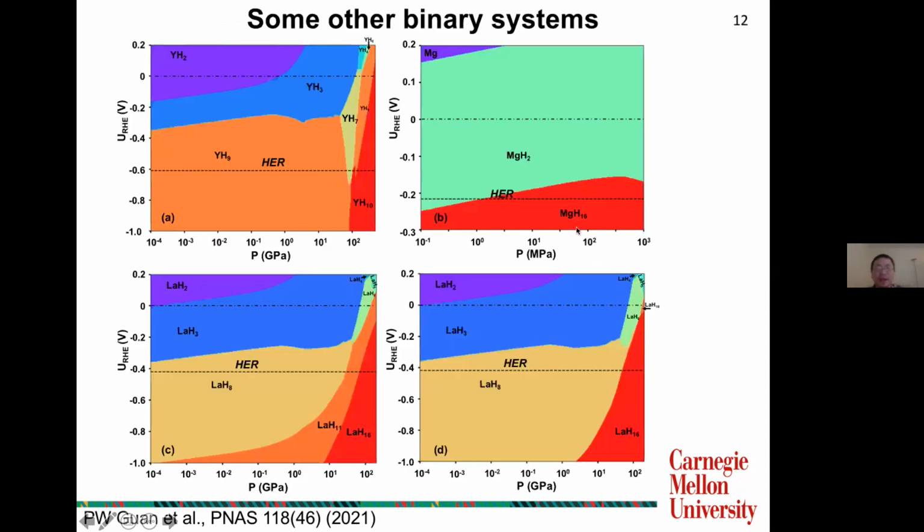We also study other binary systems, which are shown here. We find this is actually a general method to stabilize the superhydrides. But here we show the HER line is just based on the absorption calculation on the metal surface, which does not account for the variable hydrogen content, because when you hydrogenate the metal, the hydrogen content will change, and this will change the absorption energy. So we haven't considered this effect in the calculation. So this may push this HER line even to more positive potential.